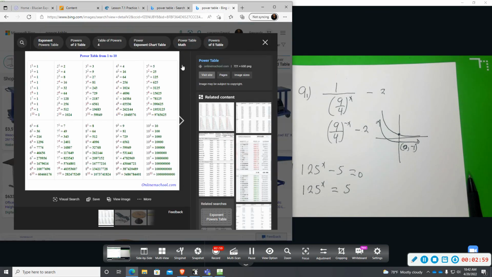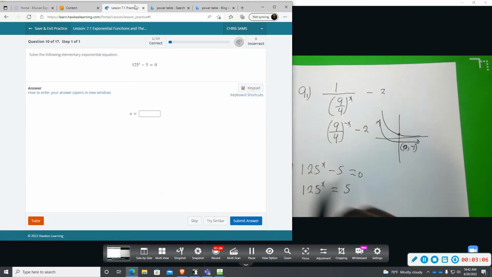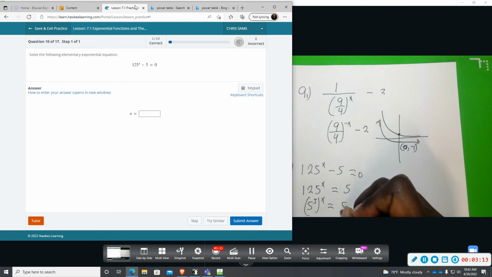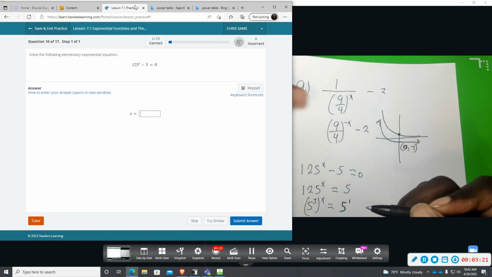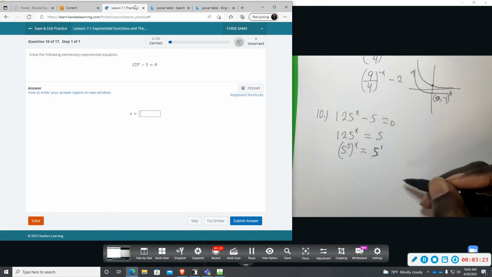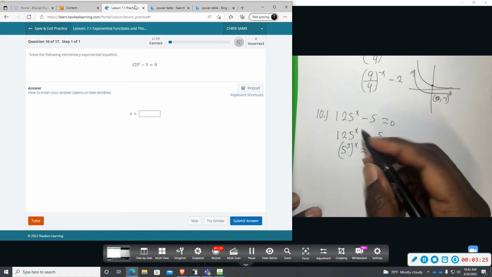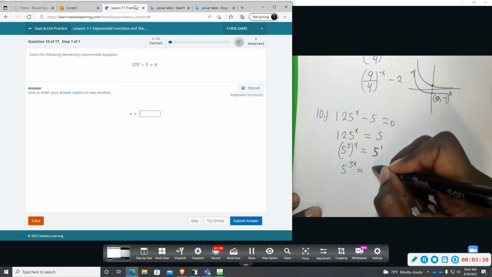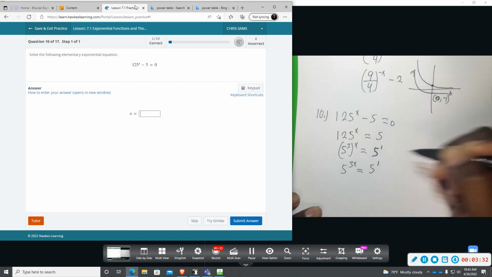And then if you go to your power table, 5 to the third is equal to 125. So I'm going to rewrite 125 as 5 to the third. And then you still have that x out there. So 5 has an exponent understood as a 1. Here we have to multiply. So we're going to use this property of exponents, power to a power, to multiply. So we have 5 to the 3x power is equal to 5 to the first power.